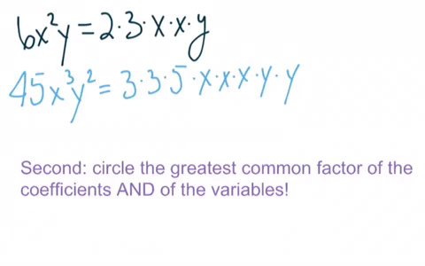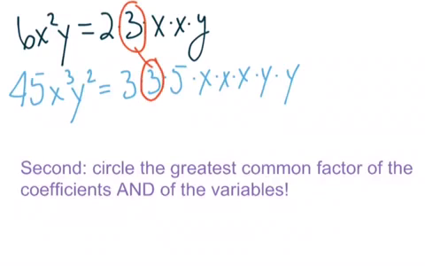Alrighty? Second step is to find the greatest common factor of the numbers or the coefficients. Then, what is the greatest number of x's and y's that these guys have in common? Okay? So the biggest number that 6 and 45 have in common is going to be 3. Just circle that right there for you, okay? So these guys are in common.